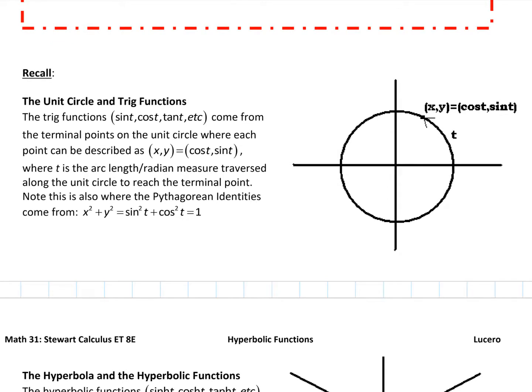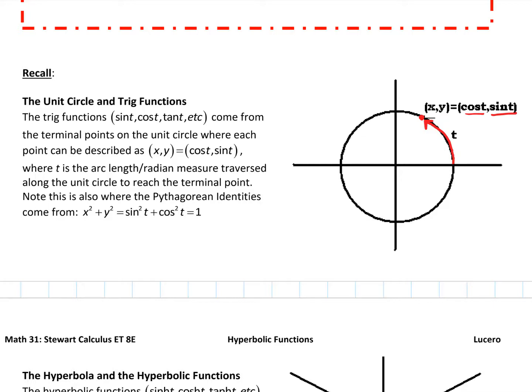So here's just a little recall from our trigonometry. All the trig functions come from terminal points on the unit circle, where the points on that unit circle can actually be defined. Any point on the unit circle (x, y) can be defined as cosine of t, sine of t, x being cosine of t, y being sine of t, where t is actually the arc length to that point. It's the arc length in radian measure traversed along the unit circle, and that gives us that point.